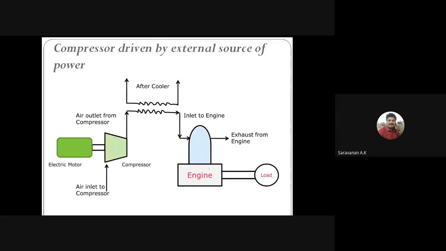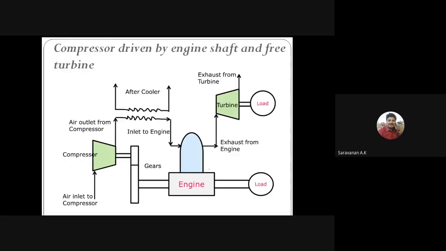The third one is very simple. In this type, the supercharger is driven by an electrical motor, not by the engine and not by the turbine. So it is a separate unit. The electrical motor drives the compressor, the supercharger, in a separate manner, so we require an external source for the electrical motor. This is one method of supercharging.